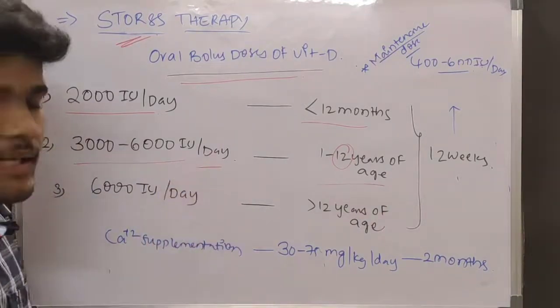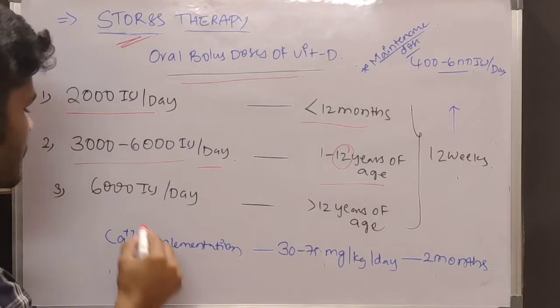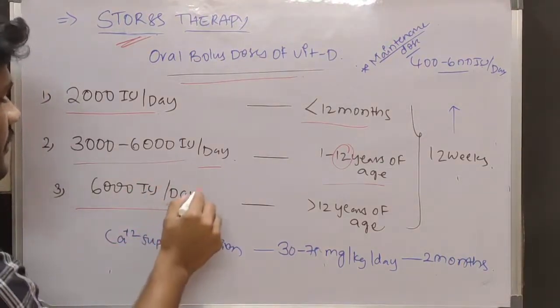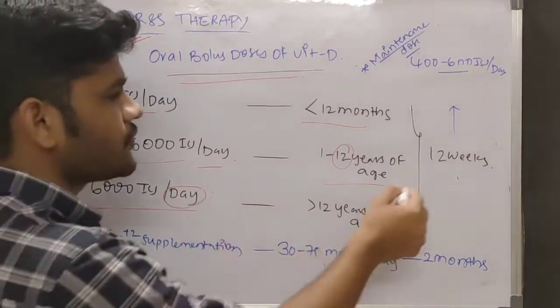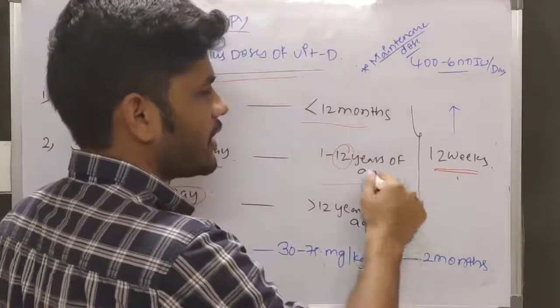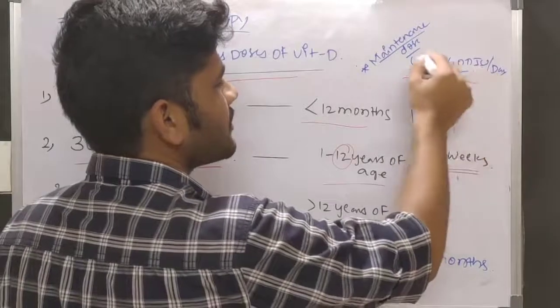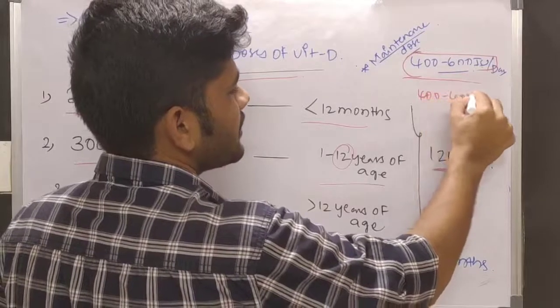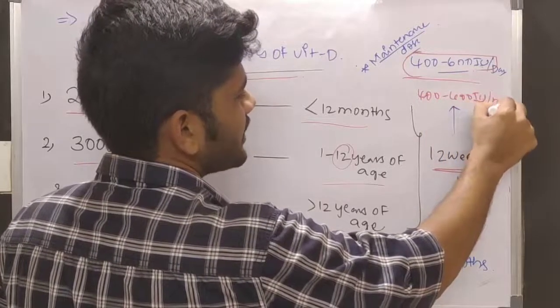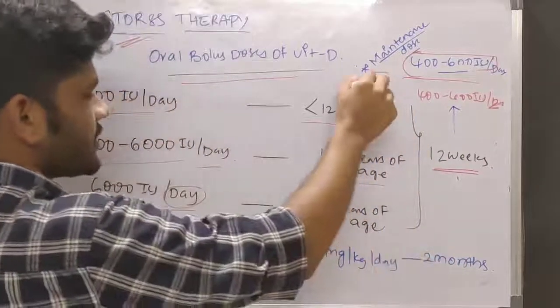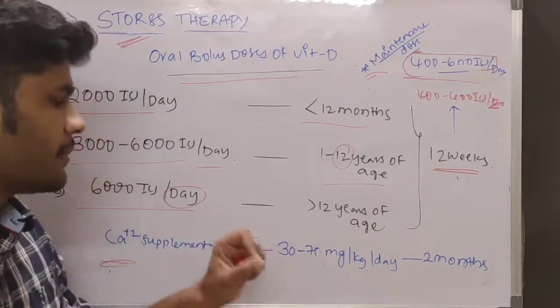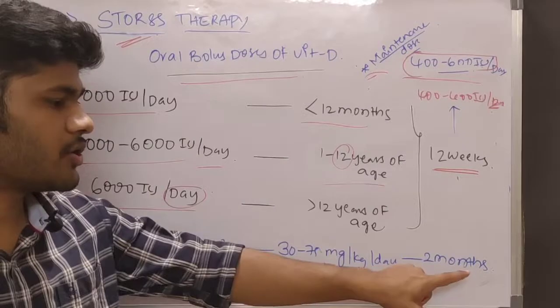In a person who has age more than 12 years, we give 6,000 international units of vitamin D supplementation per day. For about 12 weeks, we continue this therapy. After this, we go for a maintenance dose of 400 to 600 international units of vitamin D per day. Apart from this, we also provide calcium supplementation of about 30 to 75 milligrams per kg body weight per day for about 2 months.